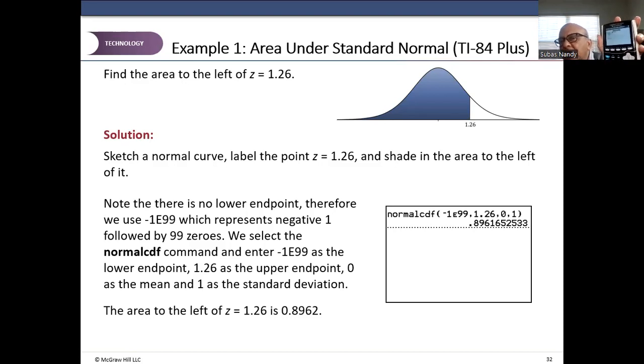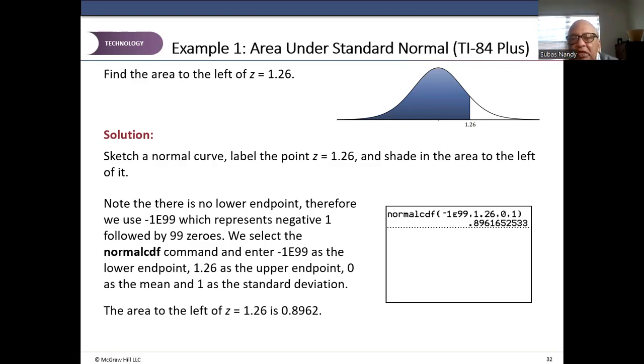So my lower boundary is where I'm starting on the left. It's a very large negative number on the left, where the curve stretches to the left. As I told you, in the calculator it's already set up as minus 1 E 99. E stands for exponent, that means 10 to the power of 99, a very large number on the left, which is my lower boundary. My upper boundary is 1.26 because I'm starting from the lower and stopping at the upper boundary of 1.26.